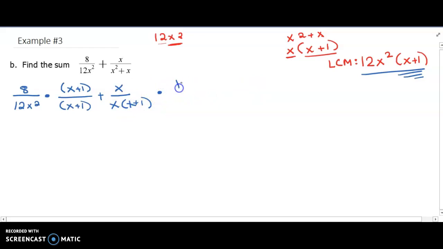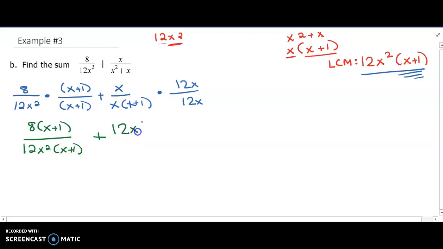And so here I'm just missing a 12x. So I'm going to multiply by 12x over 12x. Okay, when I do that, guys, I would get 8 times x plus 1 over 12x squared, x plus 1, plus x times 12x is 12x squared over 12x squared, x plus 1. Okay, now this is magical because notice I now have these same denominators among the two. So I can go ahead and multiply straight across.